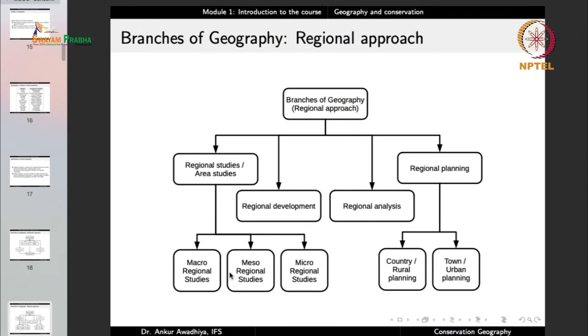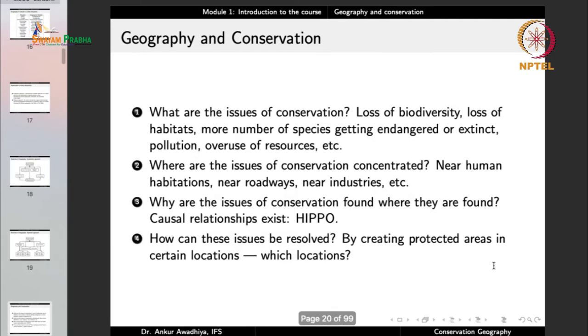In the regional approach, we have branches like regional studies, in which case we can do a study of large size regions or medium size regions or small size regions. We can look at regional development, regional analysis and regional planning. And this regional planning can be country or rural planning or town or urban planning.